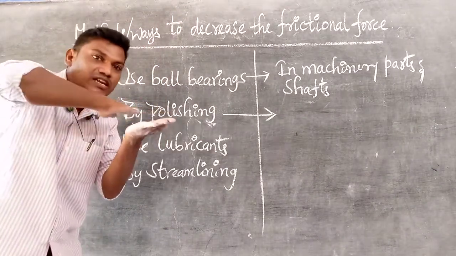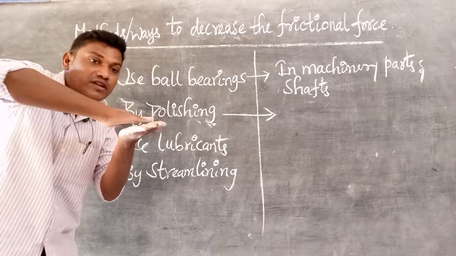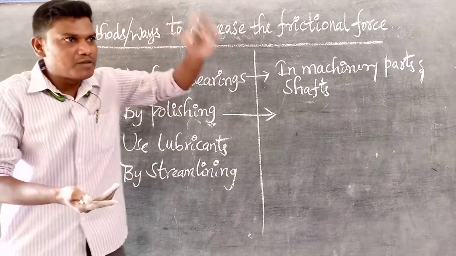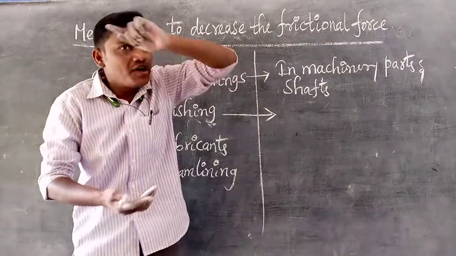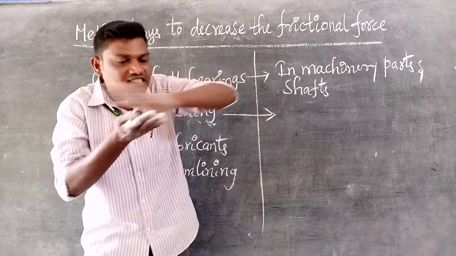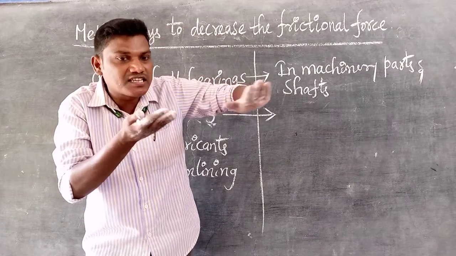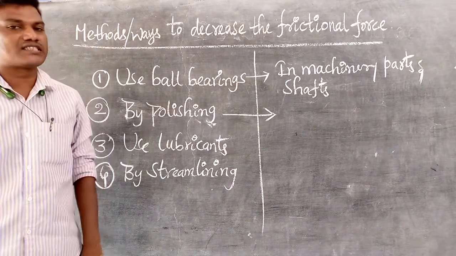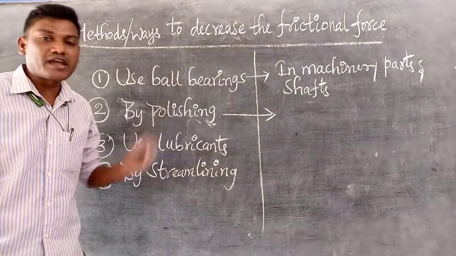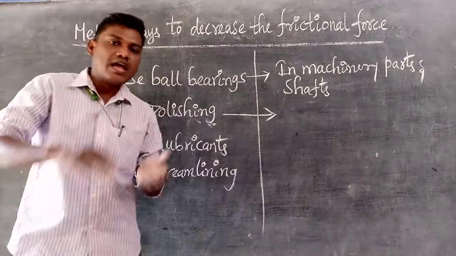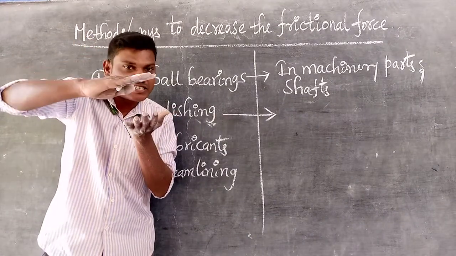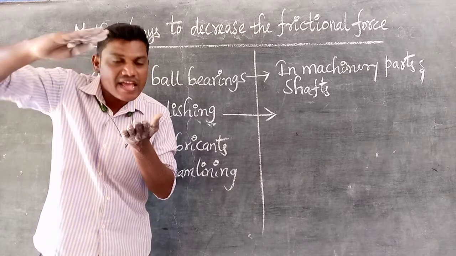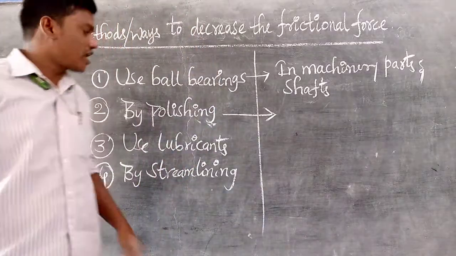Now the surface of that type of object we can polish up to some extent. Then what will happen? If we polish the elevations and depressions, their height or peaks decrease, that is, roughness decreases. If the roughness decreases, then frictional force also decreases. So what we can write here is that by polishing the surface of the objects up to some extent, we can reduce the frictional force.